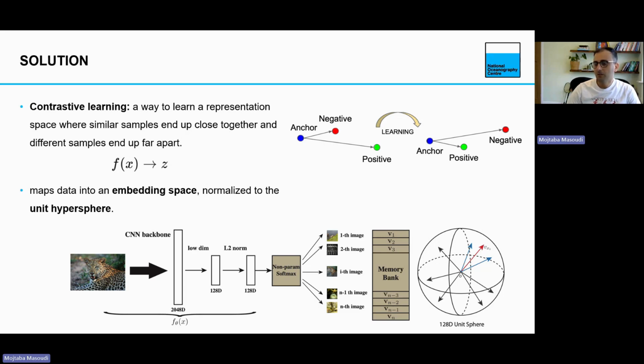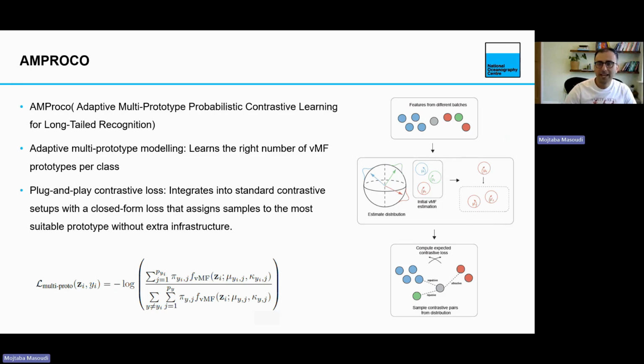And so in this type of learning, instead of learning the label directly, we learn the space where distance really matters. For that, we introduced AMProCo, which is the Adaptive Multi-prototype Probabilistic Contrastive learning. AMProCo uses probabilistic contrastive learning.